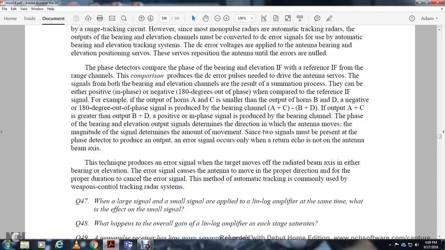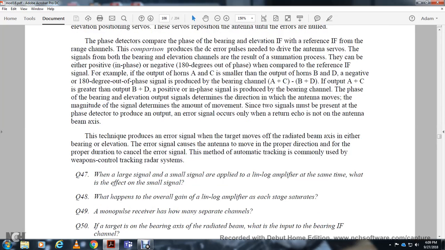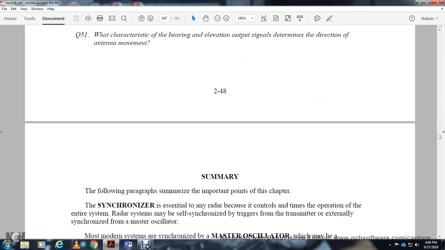The error signal method of automatic tracking is commonly used with weapons control tracking radar systems. Alright, chapter 2 summary.